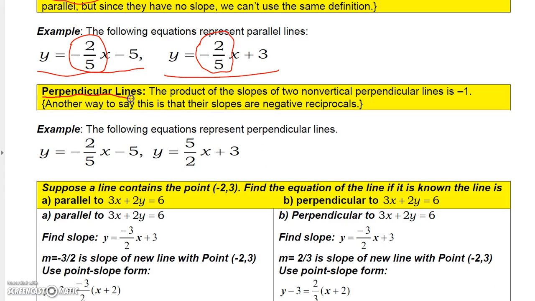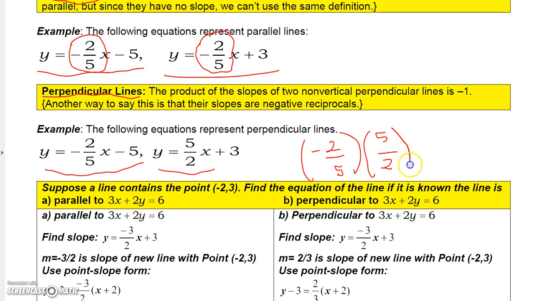Perpendicular lines are actually lines where the product of their slopes is -1. So this line has a slope of -2/5, and this line has a slope of 5/2. And if you took -2/5 and multiplied it by 5/2, you would actually get -1. And since you get -1 for the product of those two slopes, you know that those two lines are perpendicular. And let me show you a picture of the two perpendicular lines.